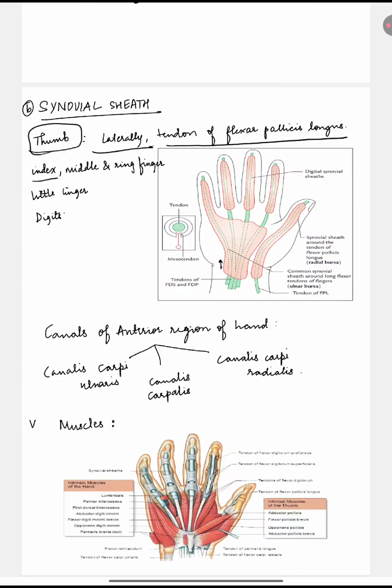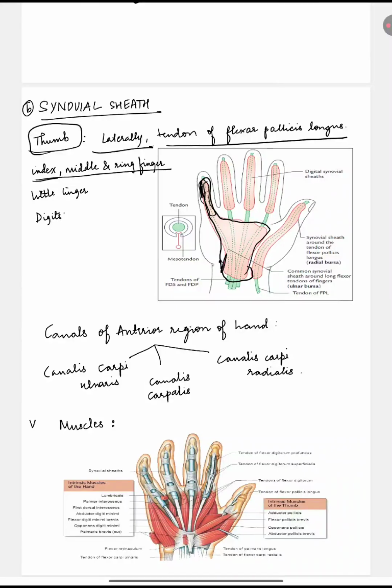Now, synovial sheath of the index, middle and ring fingers. These three fingers have a common sheath on the palmar surface, and a different sheath on the metacarpal region. This sheath stretches from the line of the metacarpophalangeal joints to the base of the distal phalanx.